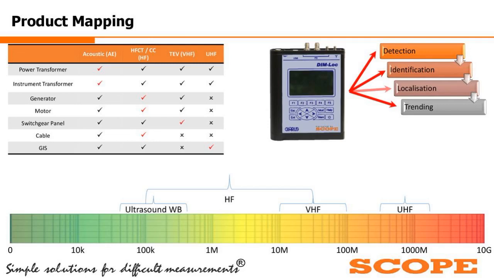So once again, here we can use it for detection, identification. Localization, I have used a not that dark color, because here localization can be done, but it requires personal expertise, because with the help of various angular measurements and various location measurements with a single kit, you can do the localization, but it is person dependent and you require expertise to identify the exact location. Trending, yes, it can be done with manual trending.